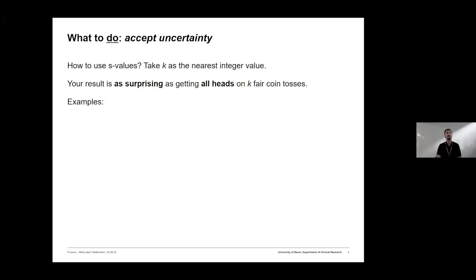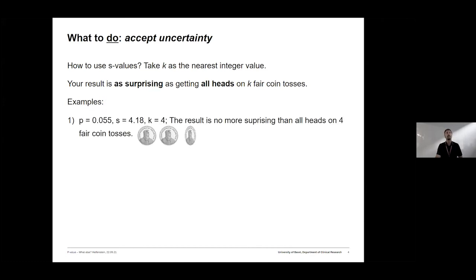So let's give you an example. If the p-value is 0.055, so slightly above the dramatic 5% threshold, S is slightly above 4, K is then 4, and the result is no more surprising than having all heads on 4 fair coin tosses. So if you have already tossed coins, this might happen, that you end up with 4 heads. It's not unreasonable. It's not that rare.